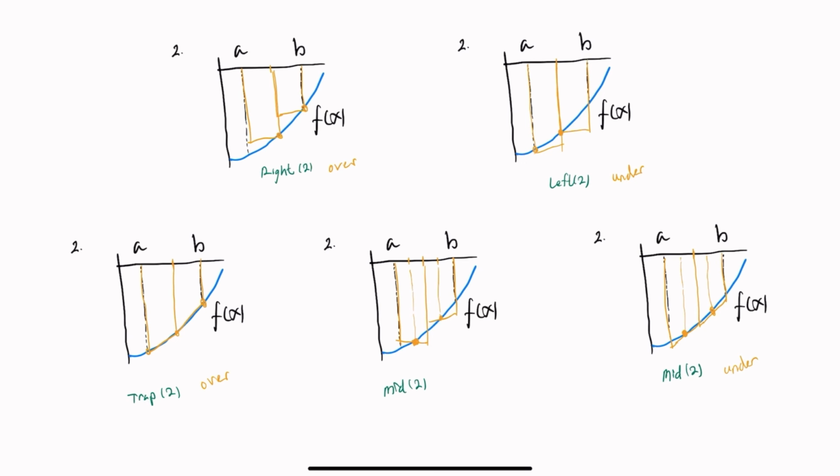Also notice that when the right is overestimation, the left is underestimation for the same graph, and then if the trap is overestimation, then the mid is gonna be underestimation. This is just a way to check your solution.